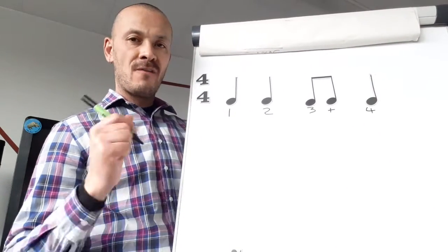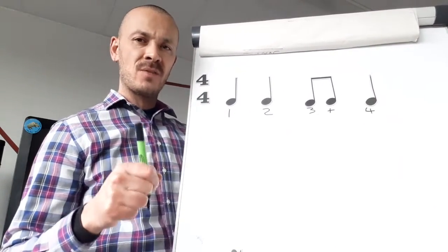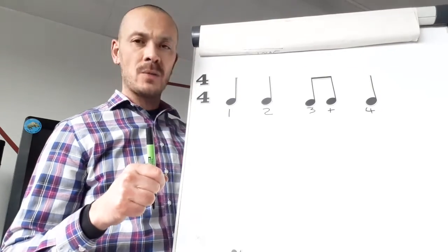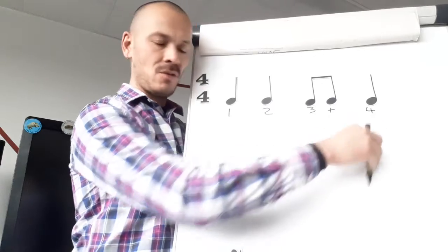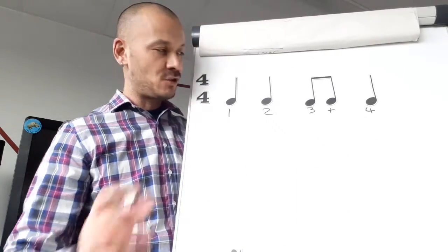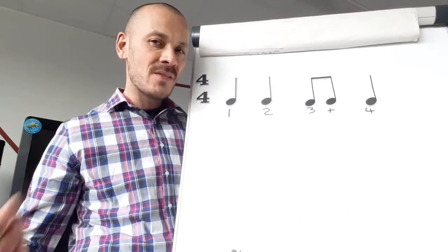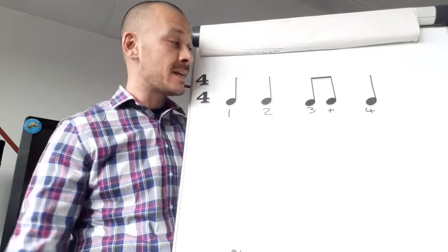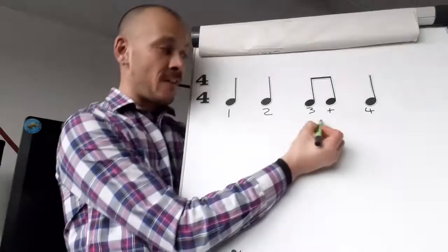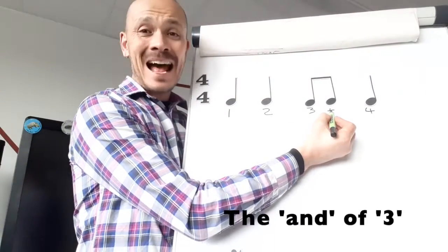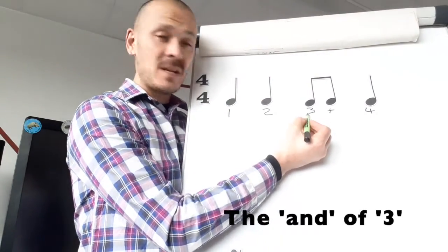So four of them are on the beat, one of them is off the beat. Which beats are on the beat? Beat 1, beat 2, beat 3, and beat 4. Okay, that is true. So therefore, the only one that is off beat is the 'and', okay? And it is the 'and' of 3. It is the 'and' that belongs to beat 3, okay?